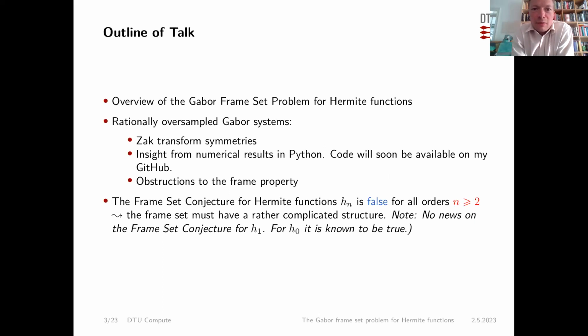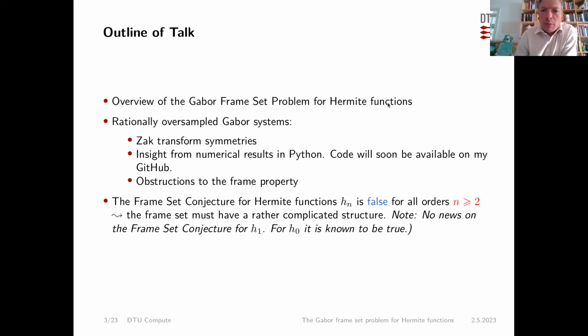The outline of the talk is first an overview of the problem. Then I will only speak about what's called rationally oversampled Gabor systems, and in particular, I will show some Zak transform symmetries. All our counterexamples are based on these. To tackle these problems, you need to use some kind of computer software. So I will use some numerical results from Python and show how you can gain insight into the problems from these results, and show in particular how you then prove obstructions to the frame property.